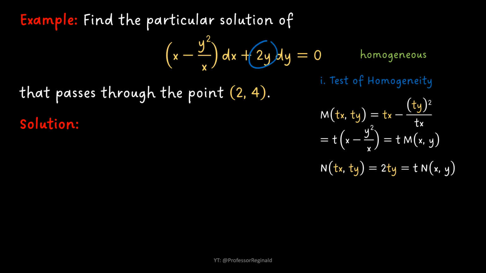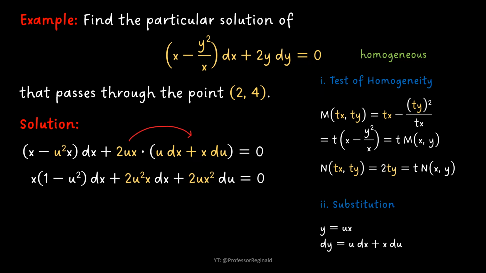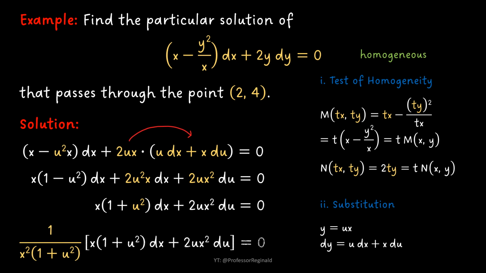Because the coefficient function of dy is simpler, do substitution for y and dy. Let y equal ux and dy equal u dx plus x du. Distribute and combine like terms. The equation is now separable. Divide the equation by the factors that must be separated. Simplify.